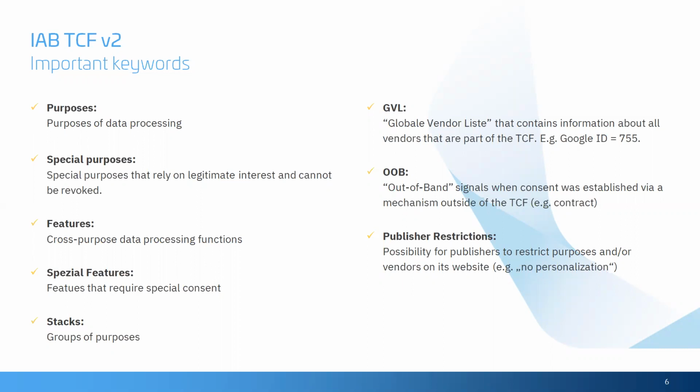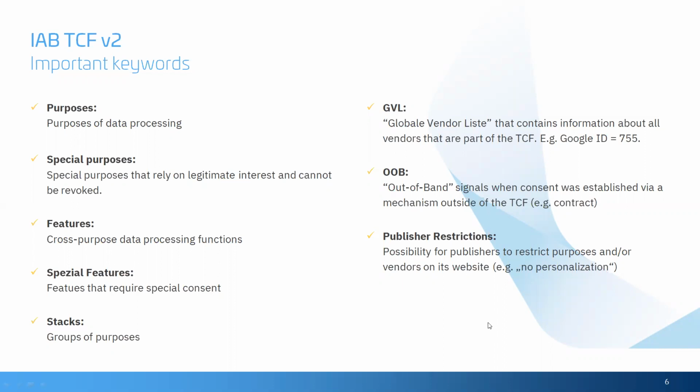For example, a contract, if the vendor has a contract with the user or something, then out of band can be used for this. It's a very edgy case. It's very special, just so that you have heard about it. And also TCF version 2 specifies publisher restrictions, which basically allows the publisher to restrict the use of purposes and the use of vendors, or how vendors use purposes on their website. For example, a publisher could say, yes, you can do everything on my website, but no personalization, for example. But we will also go through this a bit later then.